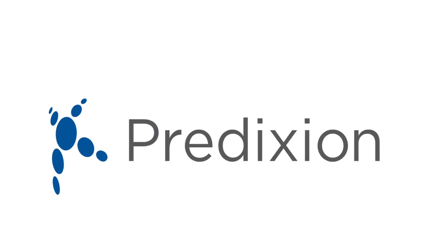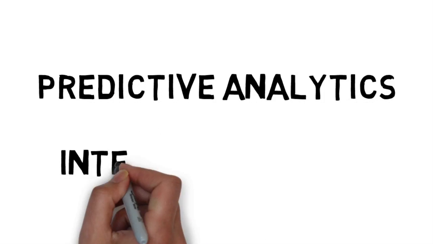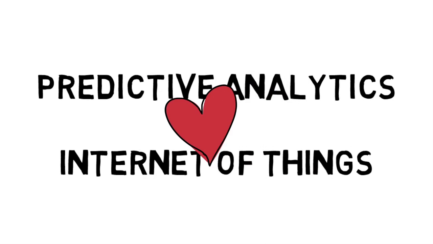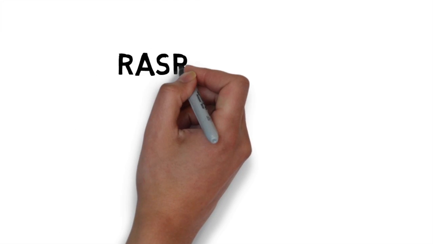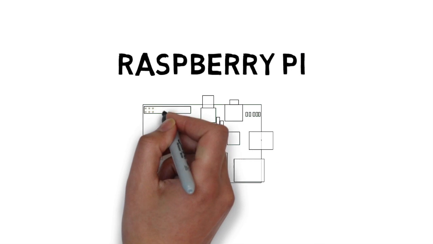I'm going to show you how you can use prediction software to bring the power of predictive analytics to Internet of Things. I'm going to use a Raspberry Pi for this demo. The Raspberry Pi is a single board computer, which is a small device that can run computer applications.